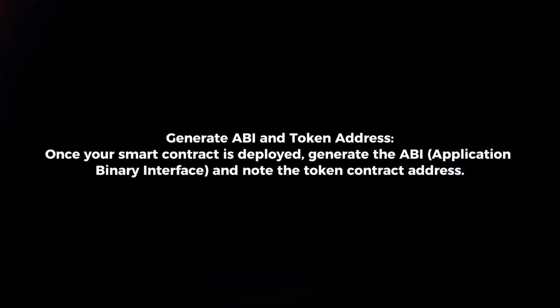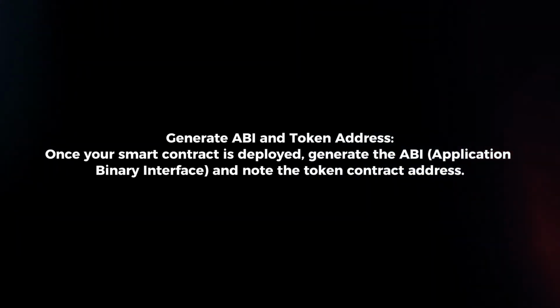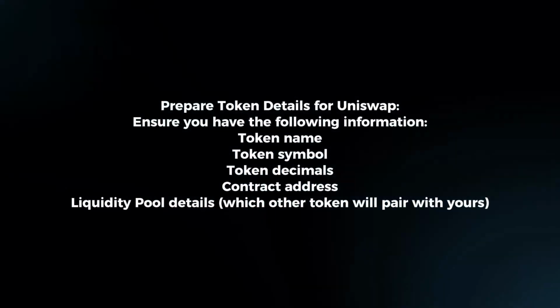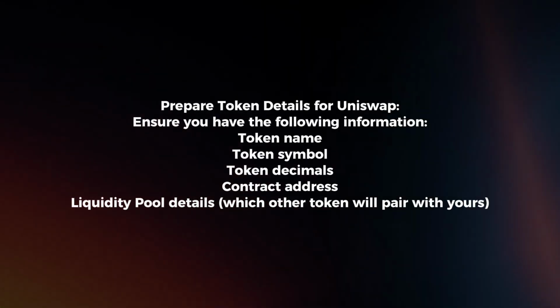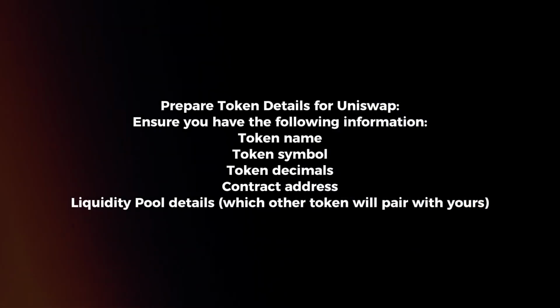Generate ABI and token address. Once your smart contract is deployed, generate the ABI and know the token contract address. Prepare token details for Uniswap. Ensure you have the following information: token name, token symbol, token decimals, contract address, liquidity pool details.